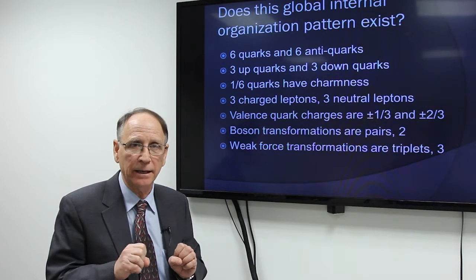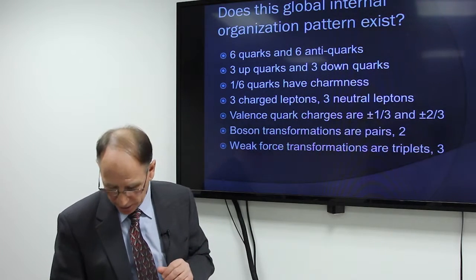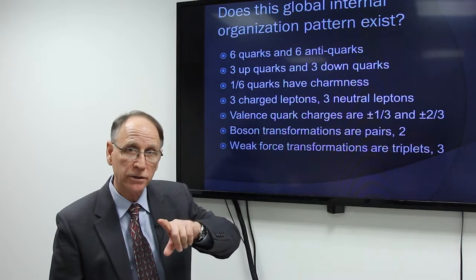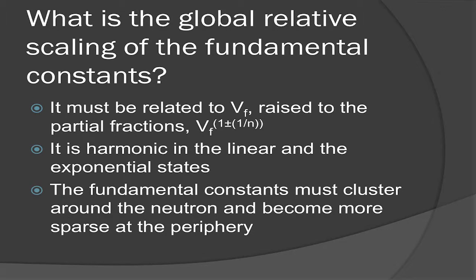Why is it like that? It's because this is the only possibility based on the fact that it's a partial fraction series and it's primes. What's the global relative scaling of the fundamental constants? The other ones are going to be related to the partial fractions, the frequency of the neutron raised to 1 plus or minus 1 over n. This is a form of resonance again.